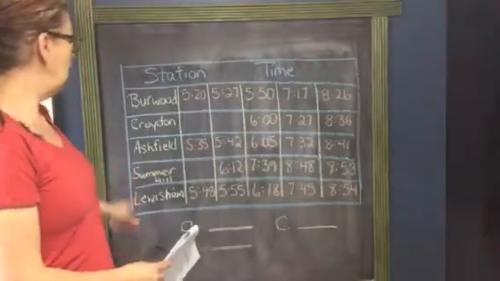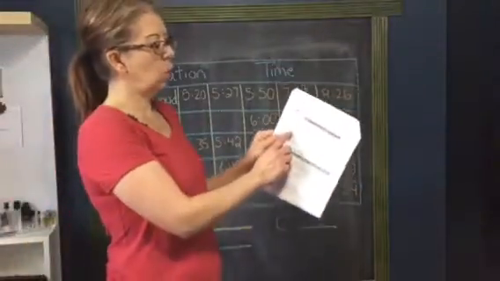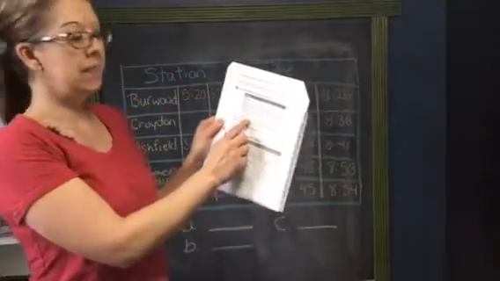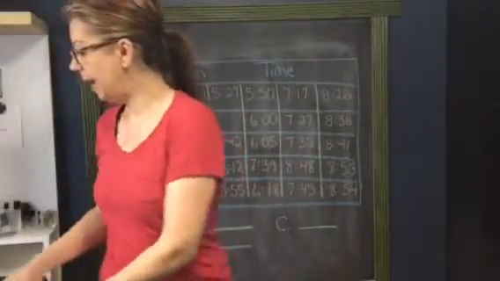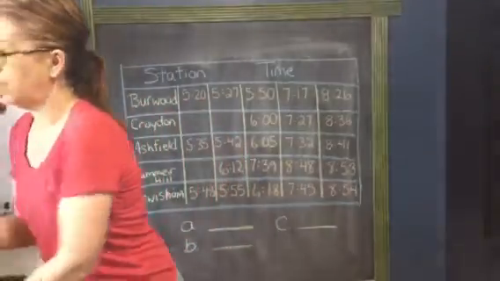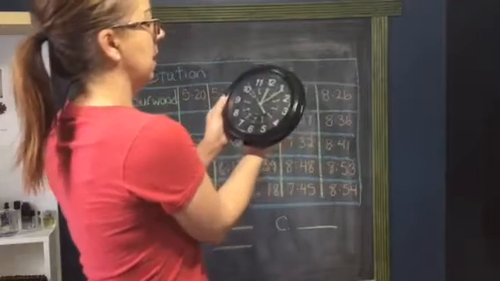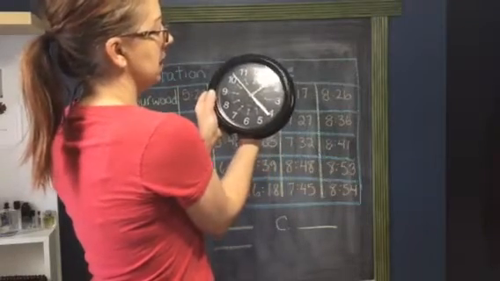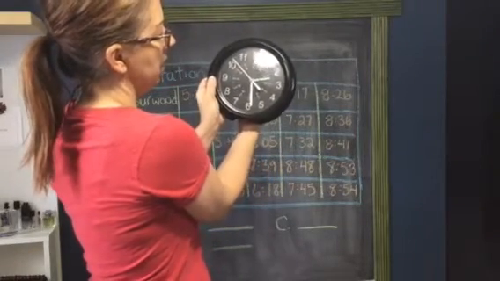All right, so the first question says, what time does the 10 to 6 train, so 10 to 6, I have to think on here, 10 minutes to 6. So 10 minutes to 6, I'm going to move this all the way around.